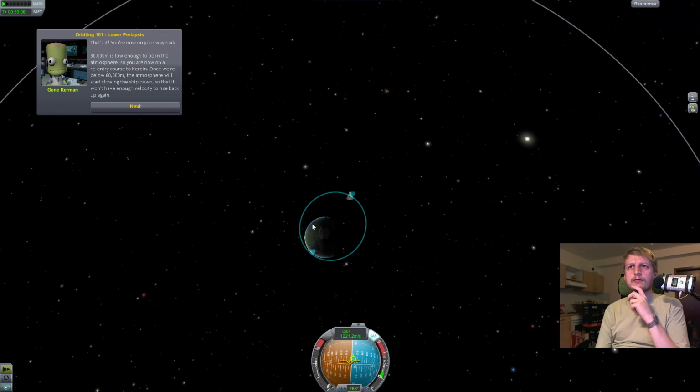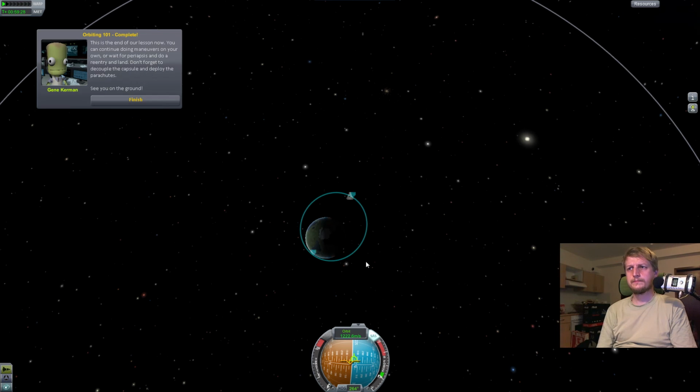That's it, you're now on your way back. 30,000 meters is low enough to be in the atmosphere, so you're now on a re-entry course to Kerbin. Once we are below 60,000 meters, the atmosphere will start slowing the ship down so that it won't have enough velocity to rise back up again.